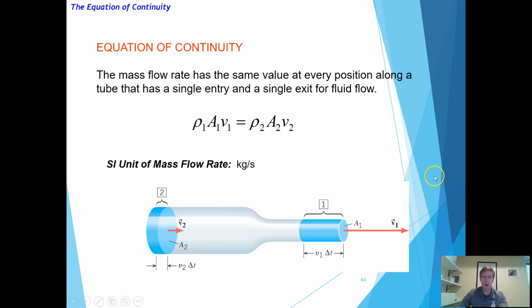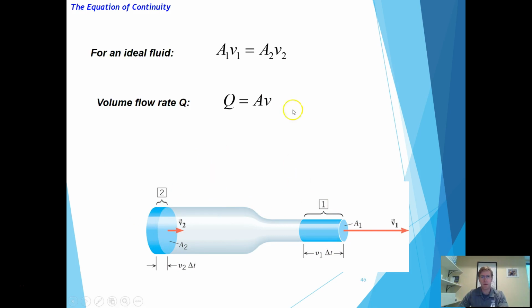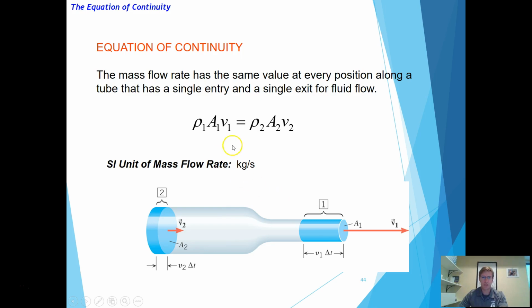And so what the equation of continuity tells us is that the mass flow rate is the same at every point in an enclosed tube, provided you have steady flow. So if you have steady flow, then the mass flow rate is going to be the same at all points in your pipe, regardless of the diameter, regardless of the speed of the fluid. And so this enables you, if you know information at one point, to calculate what's going on at some other point in your pipe.